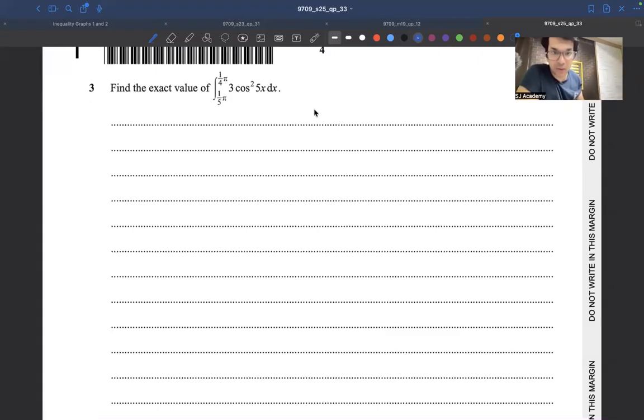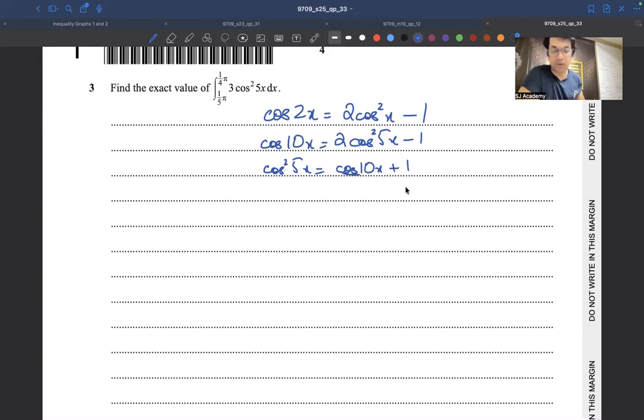Now the identity that we know is cos of 2x equals 2 cos square of x minus 1. Now, if this multiplies by 5, this also multiplies by 5. So we can write it as cos of 10x equals 2 cos square of 5x minus 1. So making cos square 5x my subject, we'll get cos of 10x plus 1, and then divide by 2. So we'll substitute this in place of 3 cos square 5x. We can leave the 3 outside and we can write cos of 10x plus 1, and we can even keep the 2 outside over here, dx.